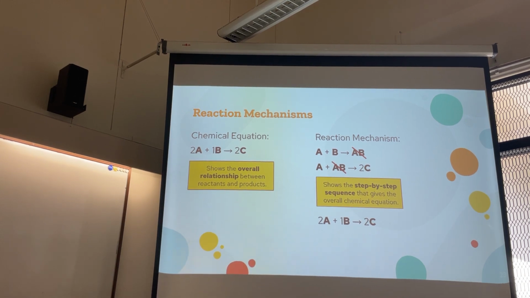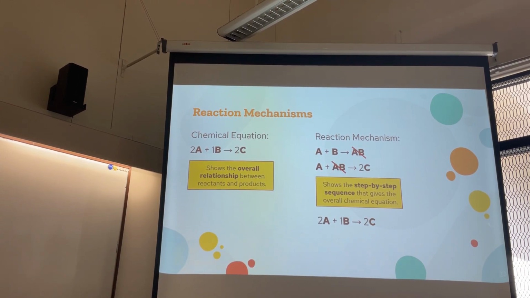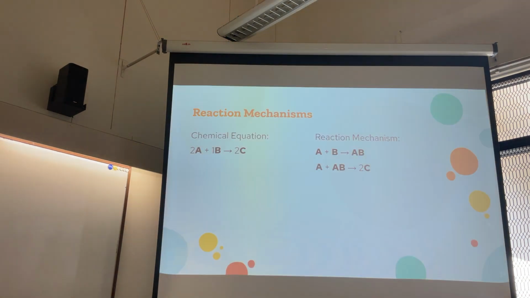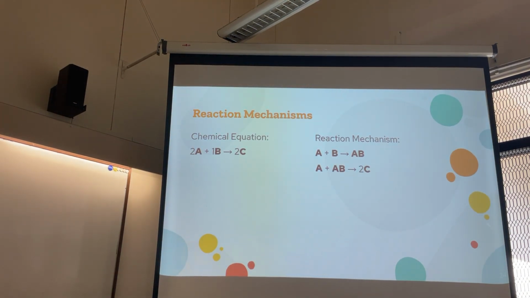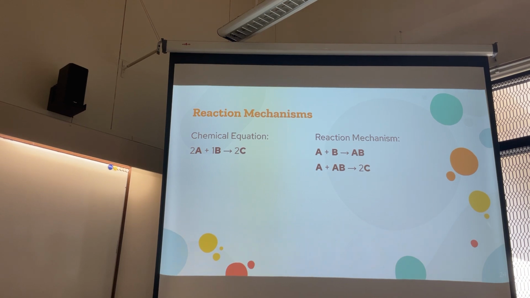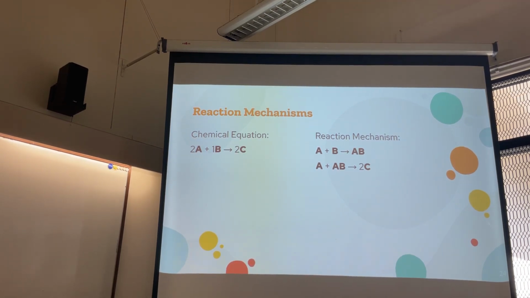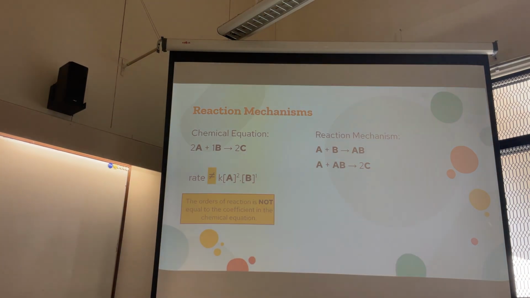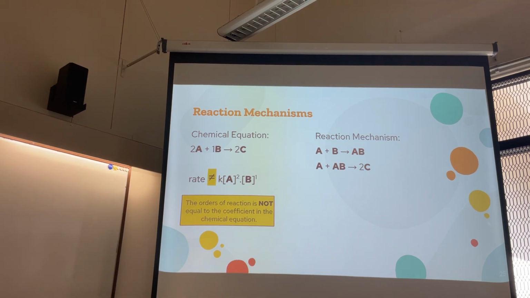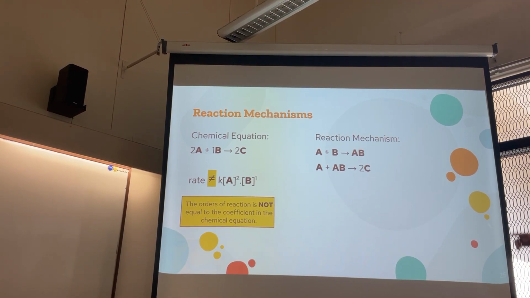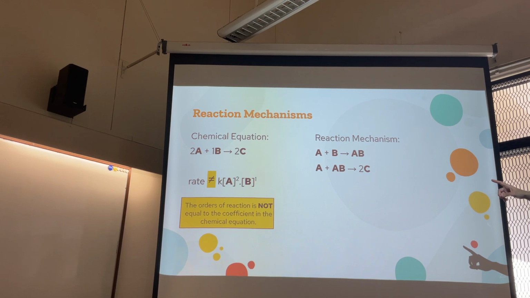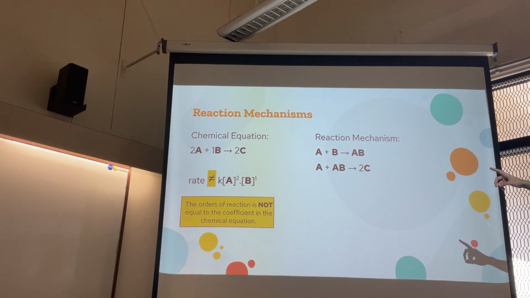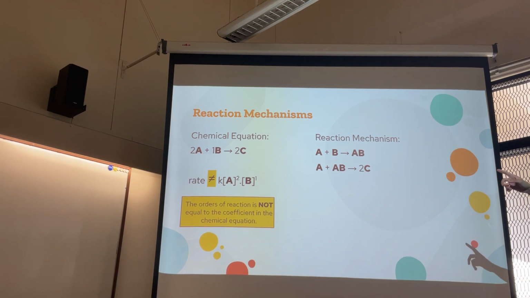Okay, now comes to the second important point. Please pay attention over here. So if you remember, previously I mentioned to you, if you want to establish the rate equation, to get the orders of reaction right, you cannot simply just look at the coefficients of the chemical equation. Can anyone remember why? How come in order to get the orders of reaction, you cannot simply just compare it with the coefficient of the overall chemical equation?